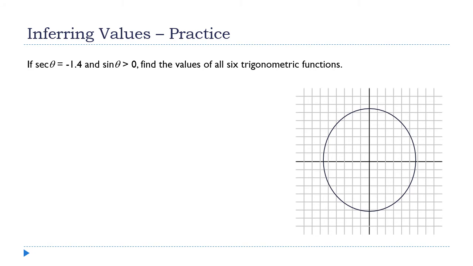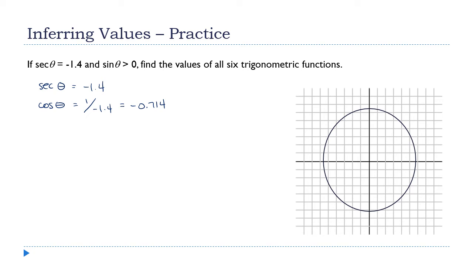Okay, so let me give you one. Take a look at this. Right? See if you can pause the presentation, work through this on your own, and see what you come up with. All right, so I'm starting off with secant theta is negative 1.4. We'll do the easy one first. Secant is 1 over the cosine, which means the cosine of theta is 1 over negative 1.4, which is negative 0.714. All right.